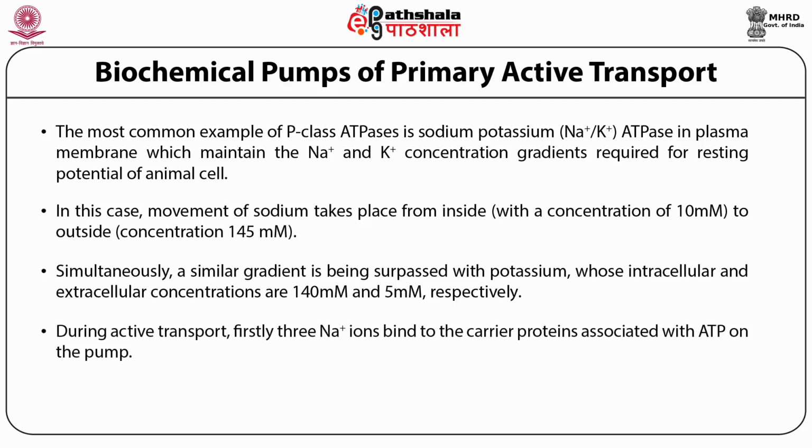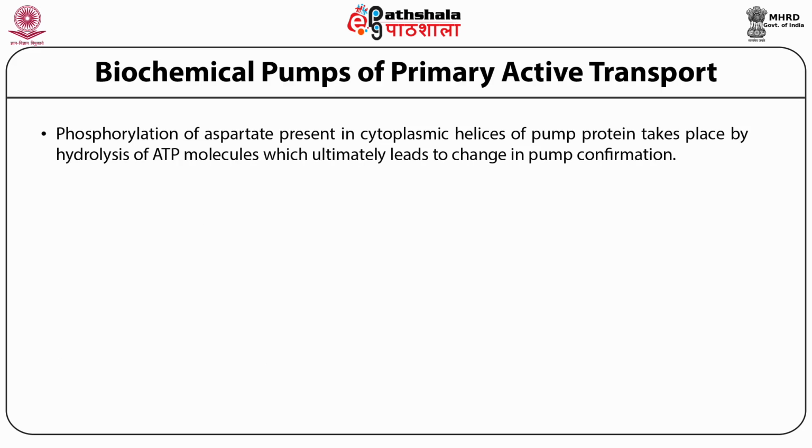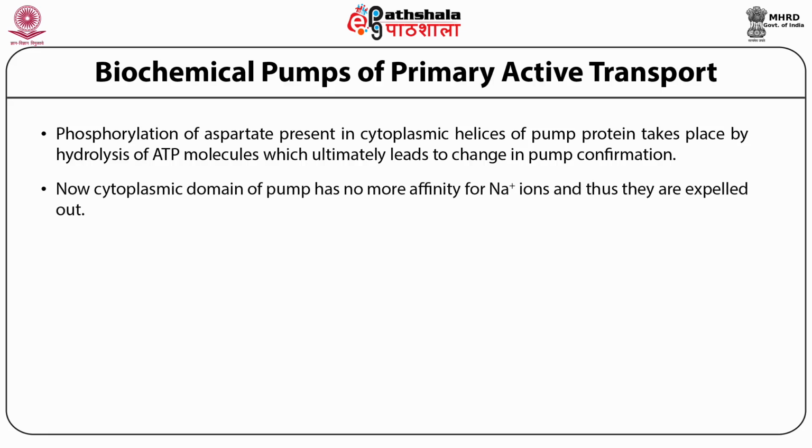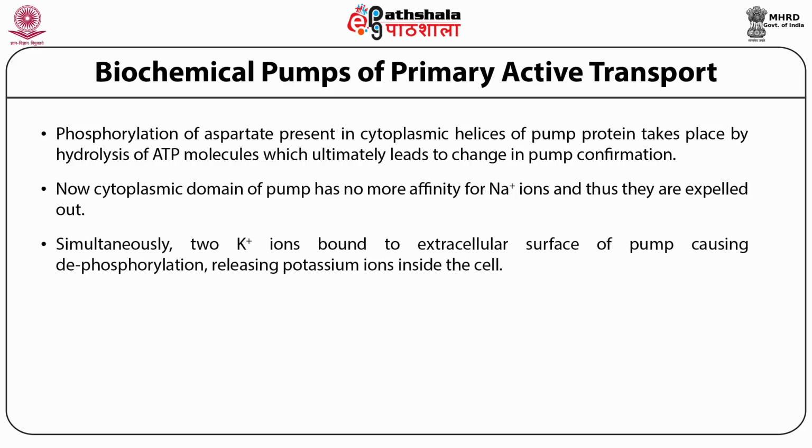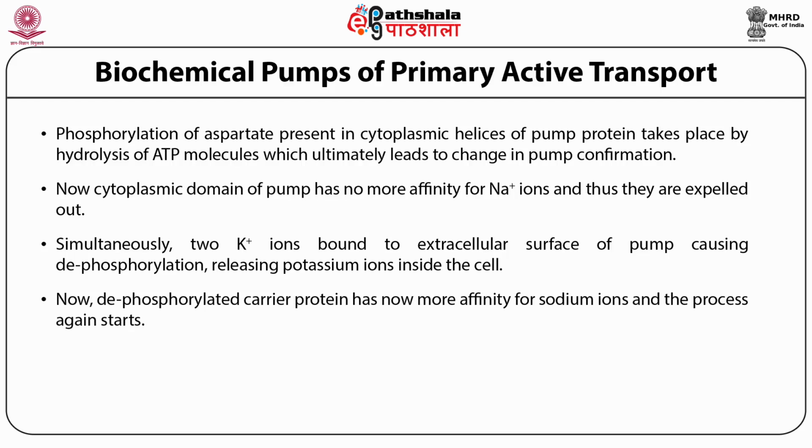During active transport, firstly, 3 sodium ions bind to the carrier proteins associated with ATP on the pump. Phosphorylation of aspartate present in cytoplasmic helices of the pump protein takes place by hydrolysis of the ATP molecule, which ultimately leads to a change in pump conformation. Now, the cytoplasmic domain of the pump has no more affinity for sodium ions, and thus they are expelled out. Simultaneously, 2 potassium ions bind to the extracellular surface of the pump causing dephosphorylation, which results in release of potassium ions inside the cell. Now, the dephosphorylated carrier protein has more affinity for sodium ions and the process starts again.